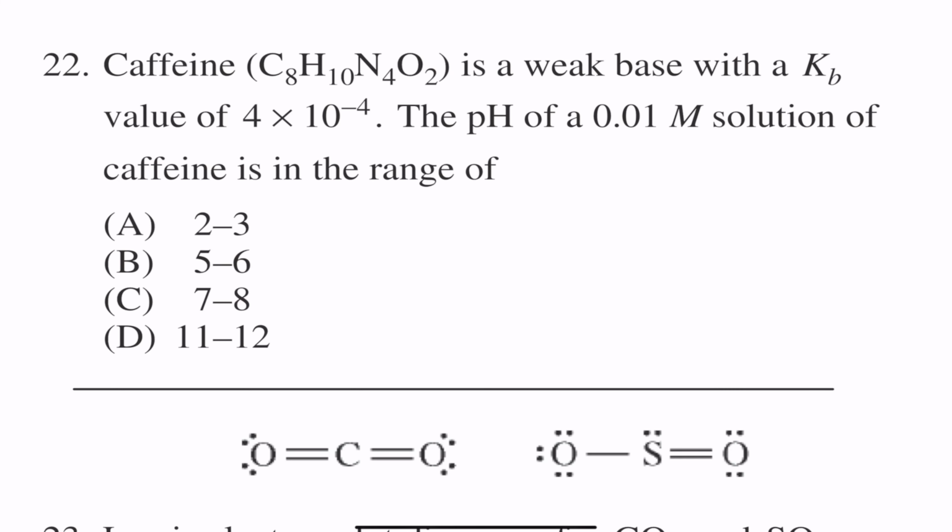Number 22, caffeine is a weak base with a Kb value of 4 times 10 to the negative 4. So that's a pretty low Kb value. The pH of a 0.01 molarity solution of the caffeine is in the range of.